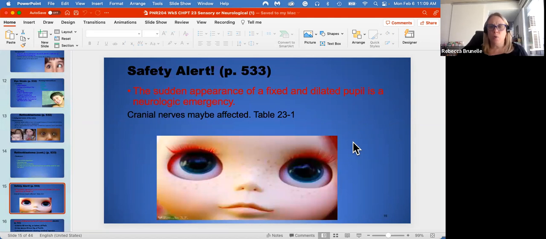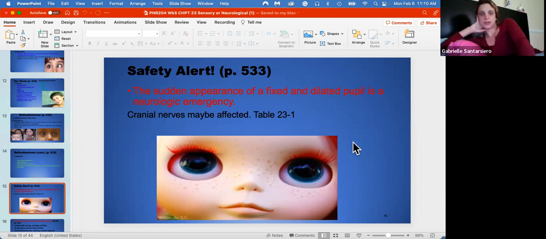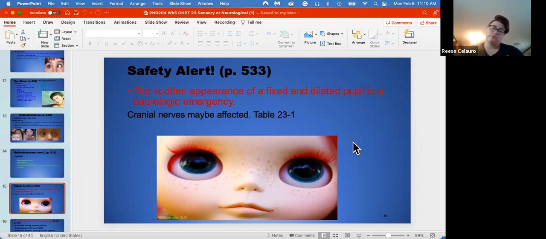So who has heard of fixed dilated pupils, or have you ever in your hospital experience seen a patient that had fixed dilated pupils? What do you think it means if you have fixed dilated pupils? Fixed dilated pupils. Something with your brain. They don't react to light. Something with their brain.